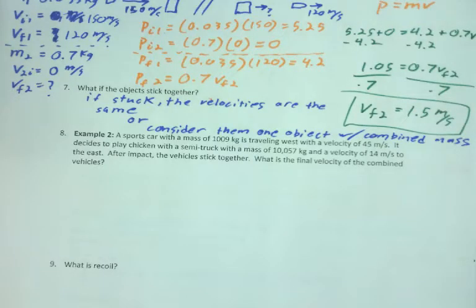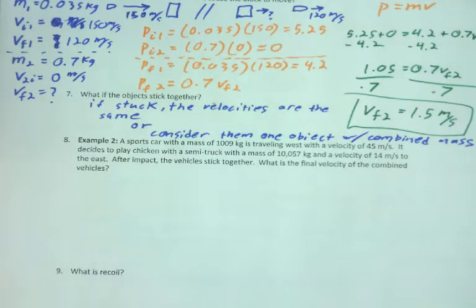So it says after the collision they stick, and it wants us to find the final velocity. Okay, we're going to have to be careful about directions here. We can see east and west in the problem, so we'll be careful on that. But let's get started with our diagram.